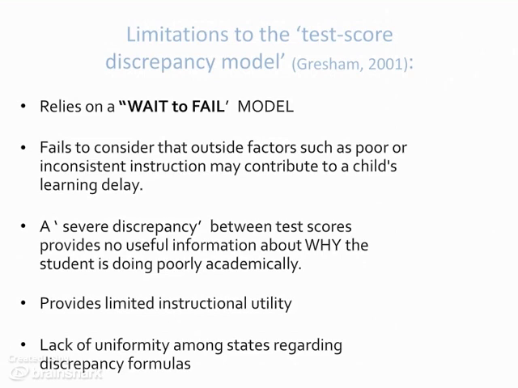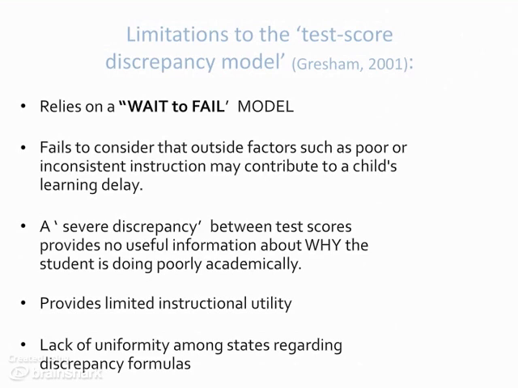The problem with using this discrepancy model is that we get into this kind of wait and fail model. It requires that students must chronically fail in school before we're providing any sort of remedial help or special education supports. But it also fails to consider what other outside factors, such as poor or inconsistent instruction, may be contributing to a child's learning. So that severe discrepancy between the test scores provided no useful information about why the student was doing poorly academically. So it gave us limited instructional utility.